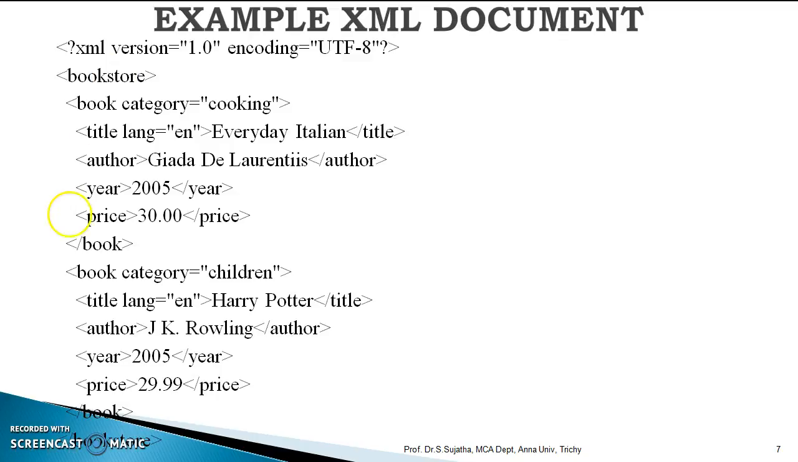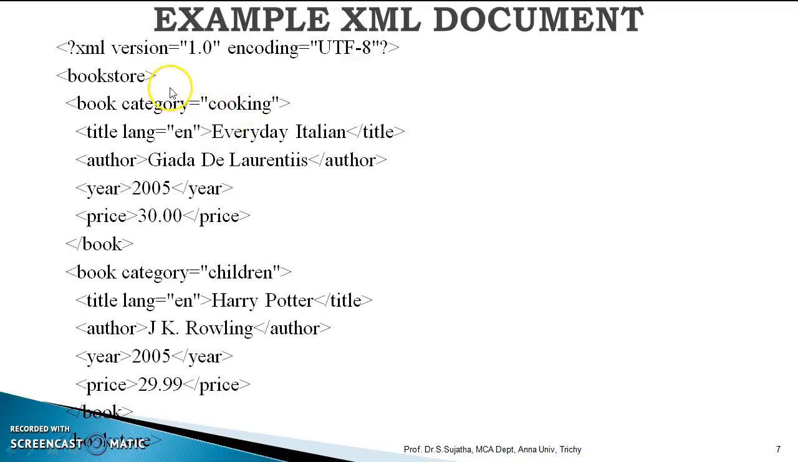Every opening tag will have the corresponding closing tag. Closing tag of this bookstore. This is the root node. This is the child node or the subchild. Book is also the element or the node. Category is the attribute, as same as language is the attribute. And cooking is the attribute value.